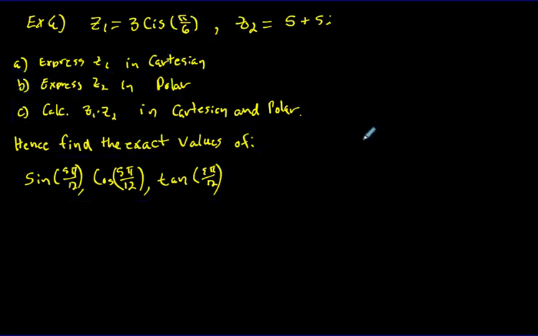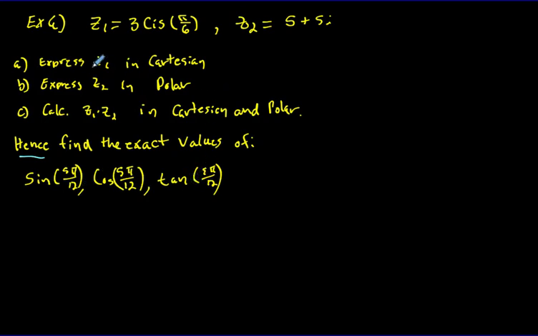Hello, we're going to talk about example 6. Example 6 says we have complex numbers z1 is 3 CIS pi over 6 and z2 is 5 plus 5i. We're going to express z1 in Cartesian, z2 in polar. We're going to multiply those two in Cartesian and polar, hence find the exact values of sine 5 pi over 12, cosine 5 pi over 12, and tangent 5 pi over 12. That hence means we have to use what we have up here to be able to show these.